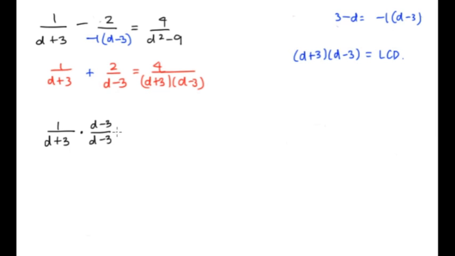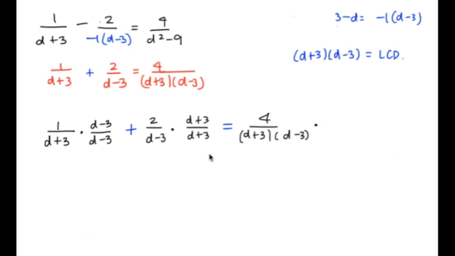So now we have that big fat plus. What do I multiply D minus 3 with to get D minus 3 times D plus 3? That's just D plus 3. So we have a 2 over D minus 3, and we multiply by D plus 3 over D plus 3 like so. Now we get a big equal sign, and we don't even have to change this side because the denominator already is the LCD. You could multiply it by something just to show it, but we don't need to.